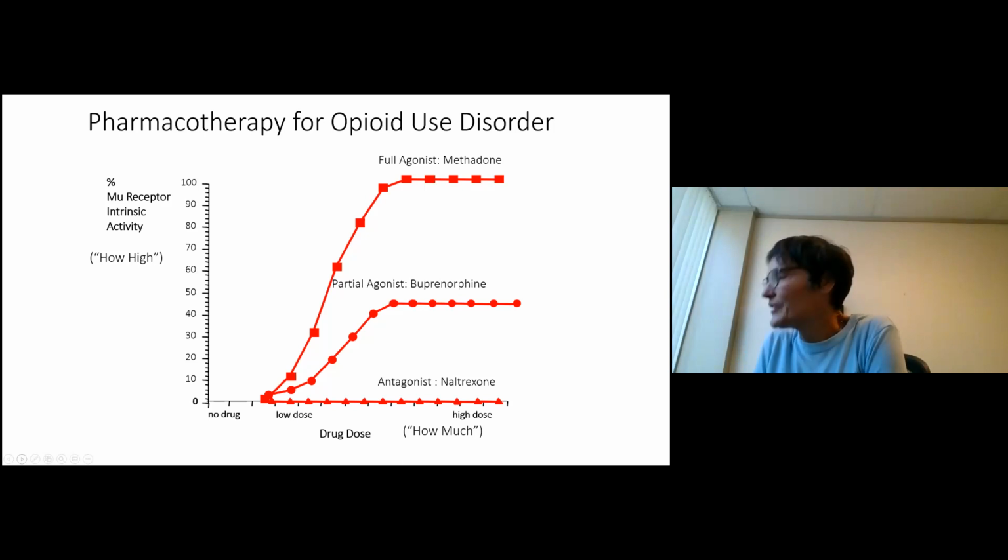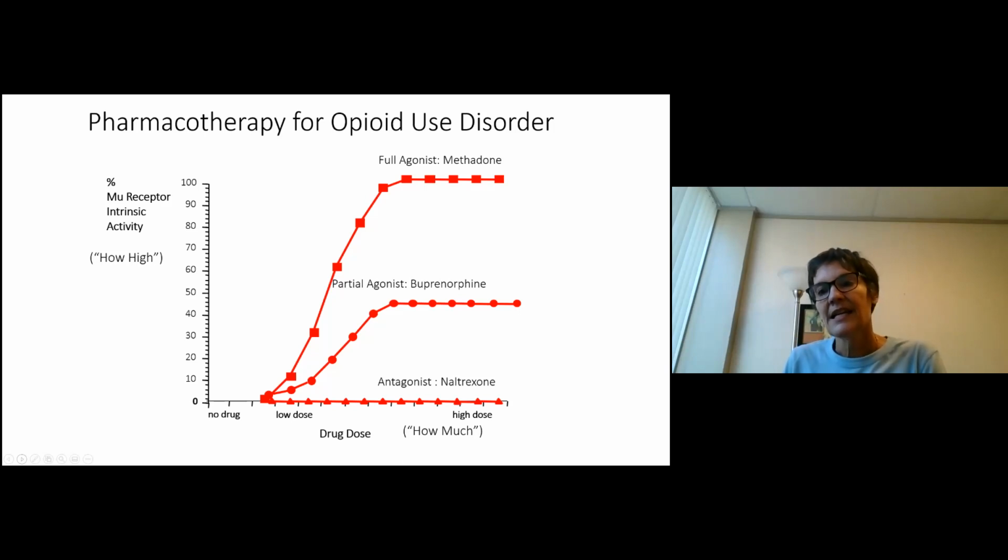Buprenorphine, also known as Suboxone or Sublocade, or Subutex, is the middle one. It's a partial agonist. It sits on the receptor and it only activates it partially. So it'll take away craving, it'll take away withdrawal, but it won't give the same euphoria.